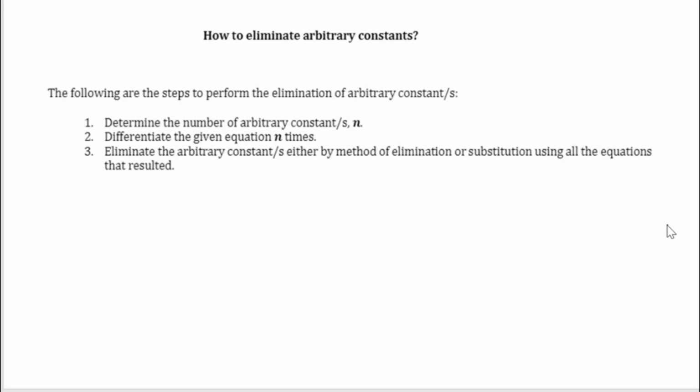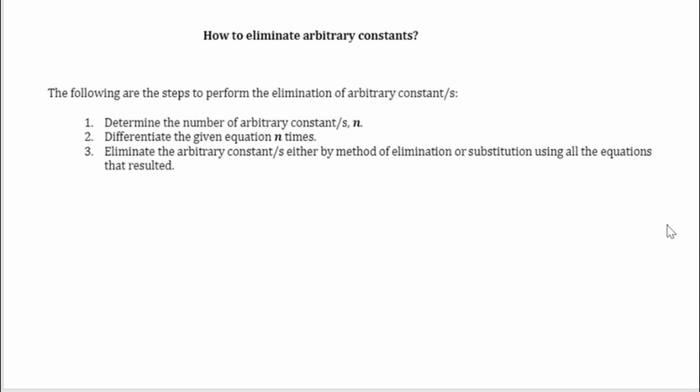So number one, you have to determine the number of arbitrary constants. Number two, differentiate the given equation n times according to the number of arbitrary constants. Shall we say, if there's only one constant in that equation, then you have to take only the first derivative. Now, if you have two constants in one equation, then you have to differentiate until the second derivative. And if there are three constants, then you have to take up to the third derivative.